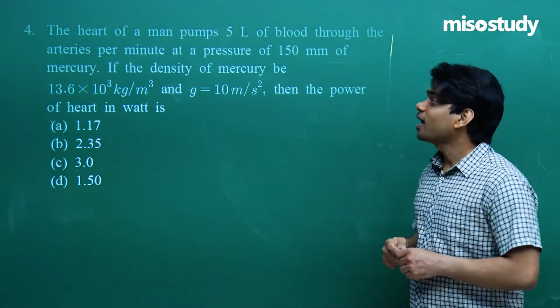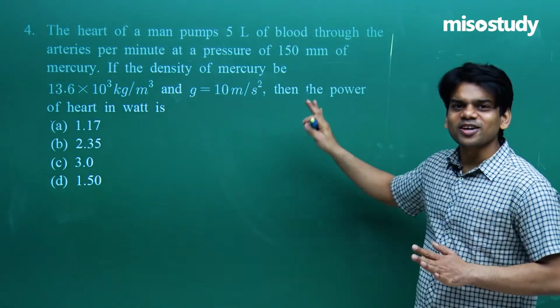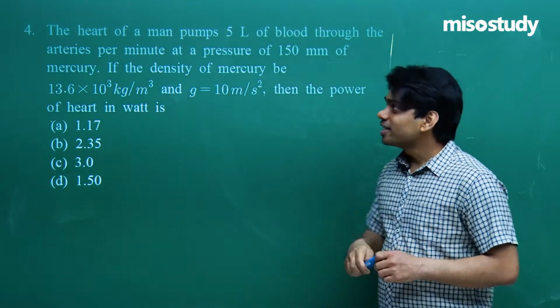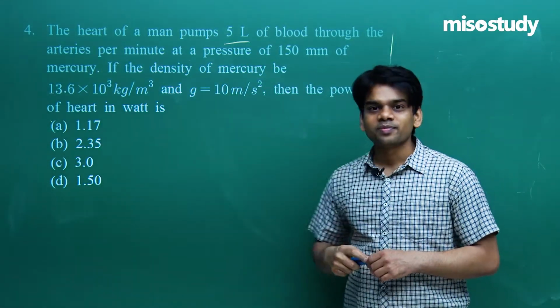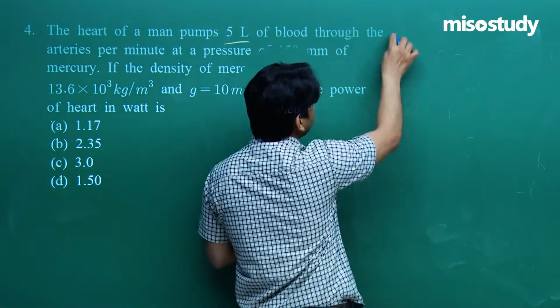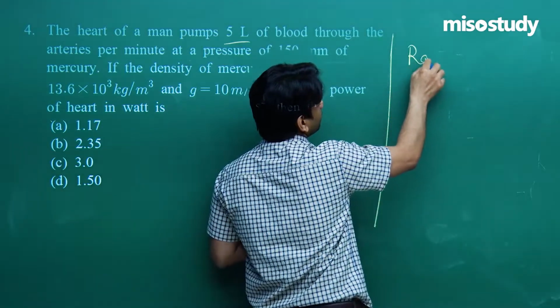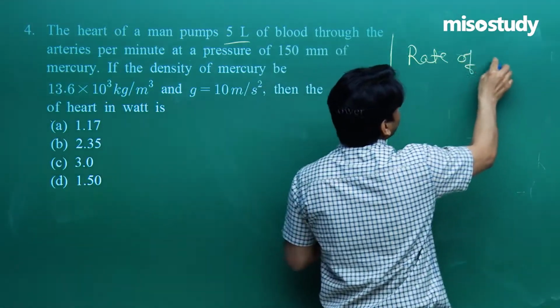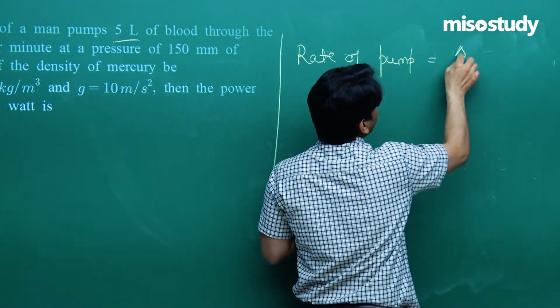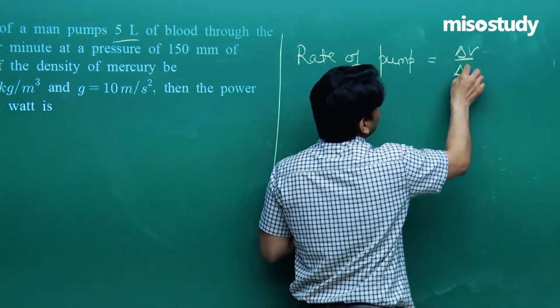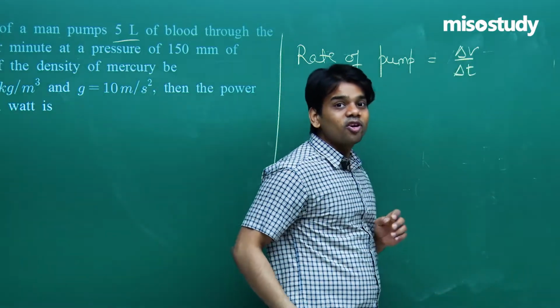How to express the power, how to find this from complicated data? It's not straight with the data that has been provided to us. It says that it pumps 5 liters of blood through the arteries per minute. So if I talk about the rate of pumping, it is given as delta V by delta T. 5 liters of blood is pumped.